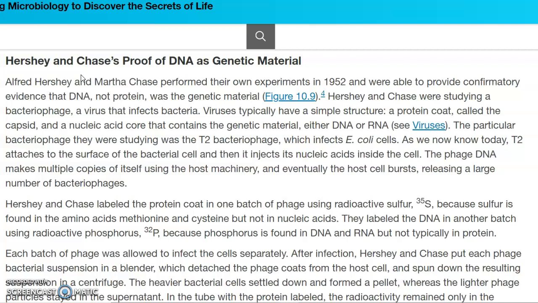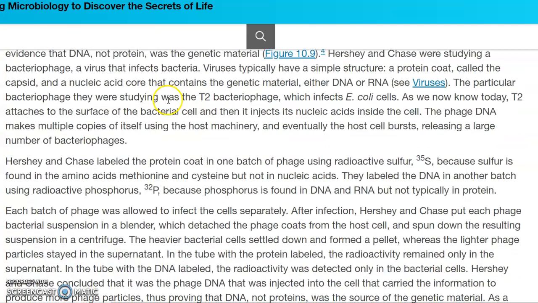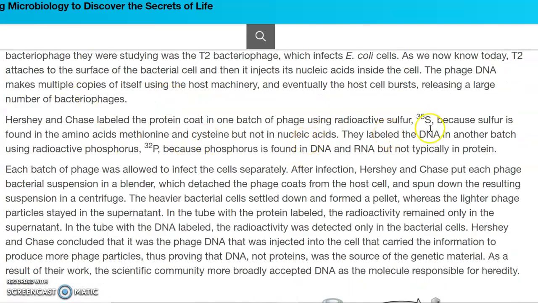So they were studying a particular bacteriophage, which we know is a virus that infects bacteria. And they were studying the T2 bacteriophage, which is a virus that infects E. coli cells. And this phage will attach to the E. coli cell and then inject its genetic material, its nucleic acids, inside the cell. And then those replicate, and the cell bursts and releases these bacteriophages.